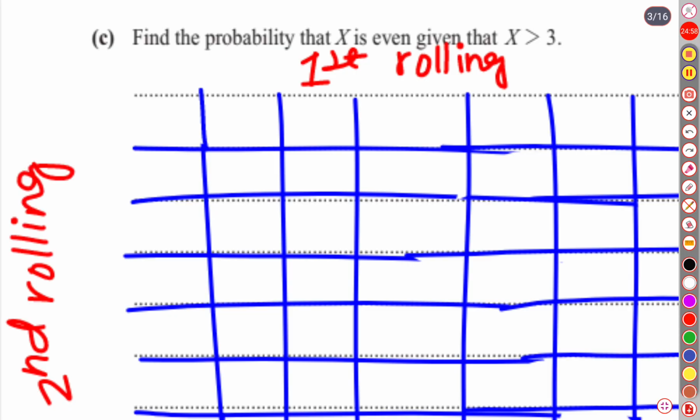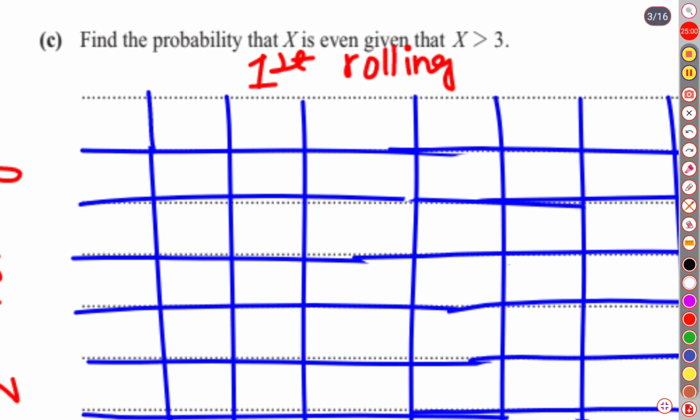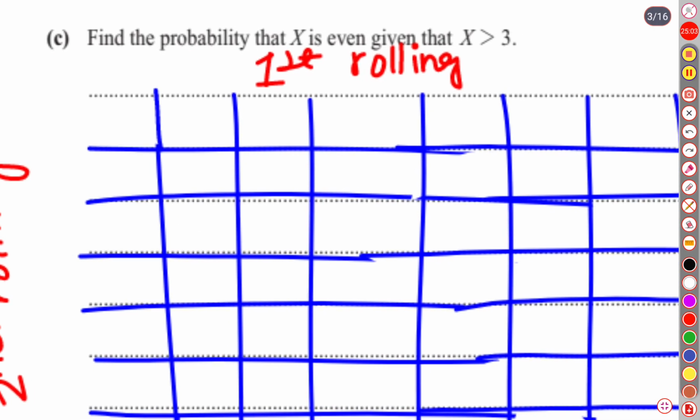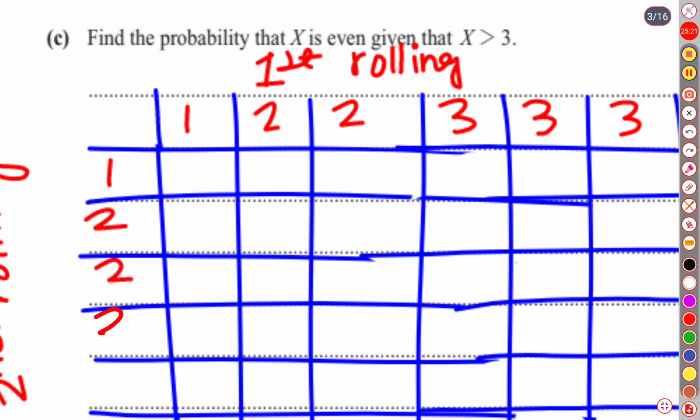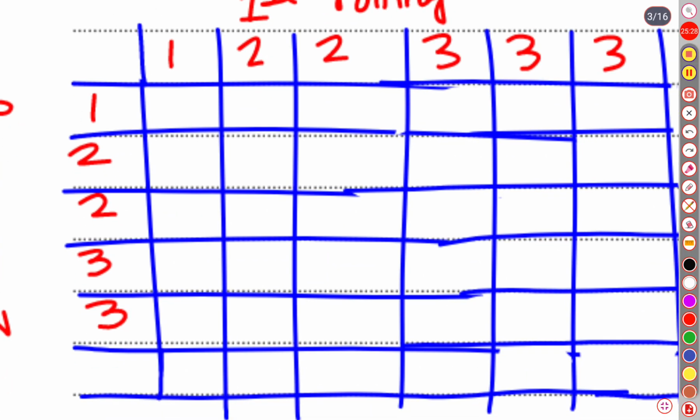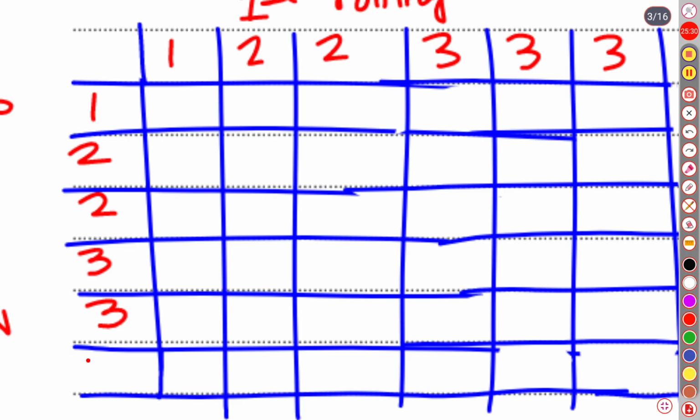And what are the faces? Faces were 1, 2, 2 times, 3, 3 times. So here it is 1, then 2 two times, and 3 three times, as well as one more 3.